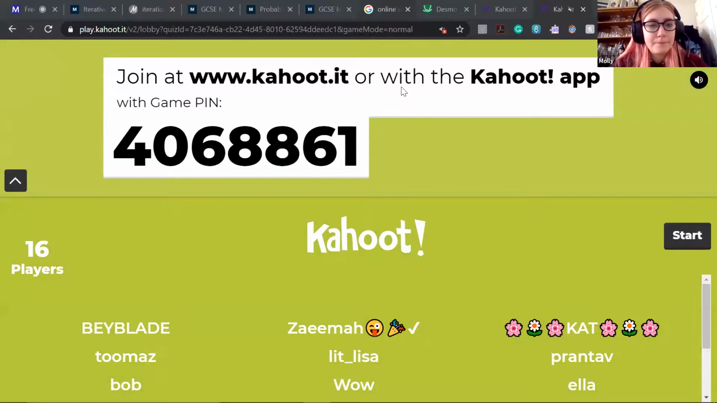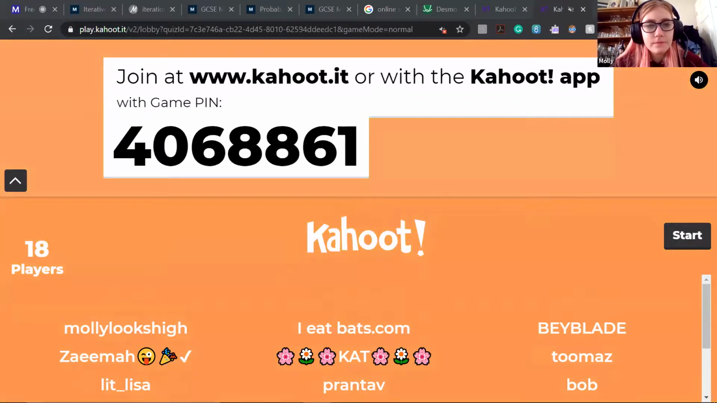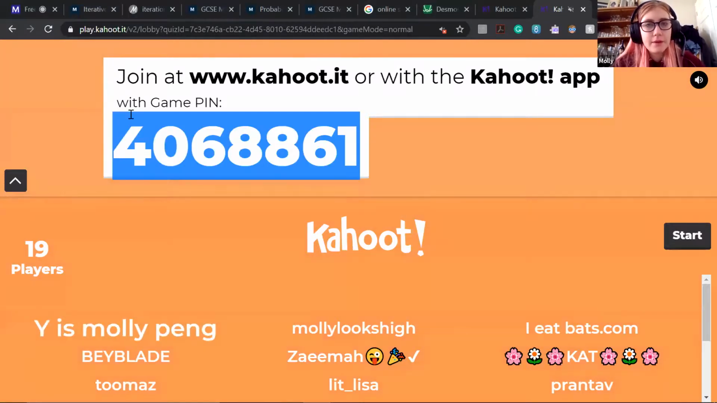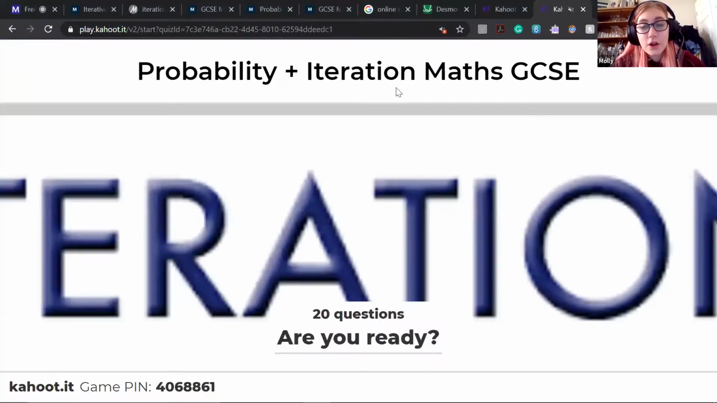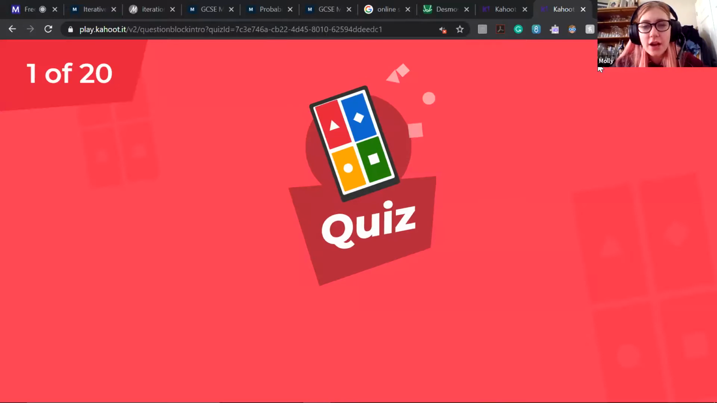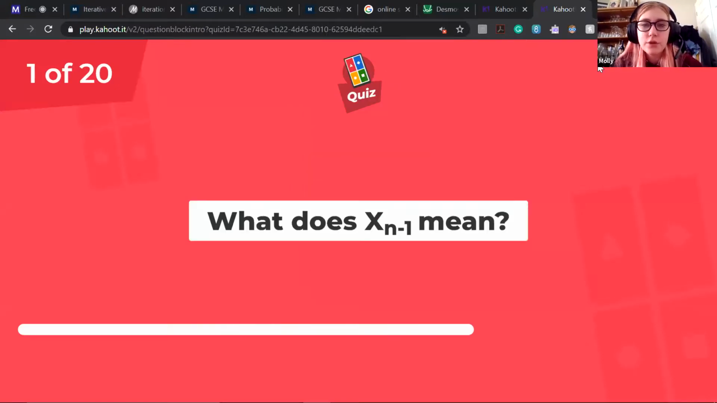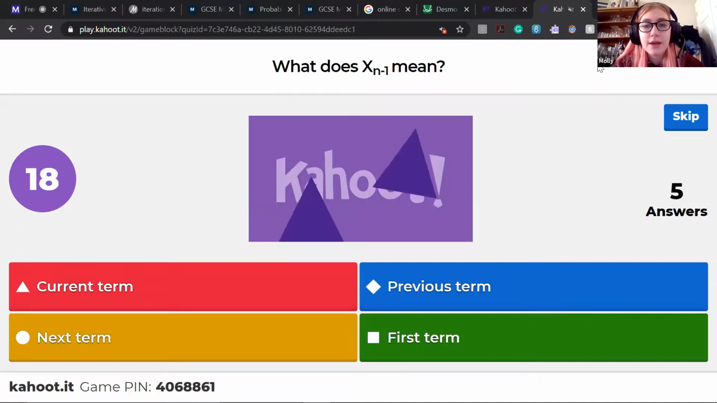Okay. So I'll pop the game pin in here. And I'll get it started just because I know that this is a long one, but you can join us as we're going, I think. So first, 10 questions about iteration. Again, I'll whiz through it because I think these ones don't actually take calculations, so you should be able to get through it quite quickly.